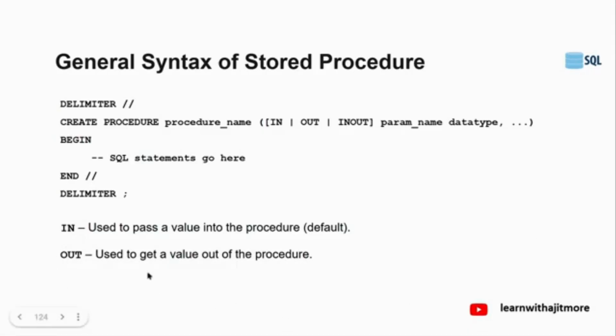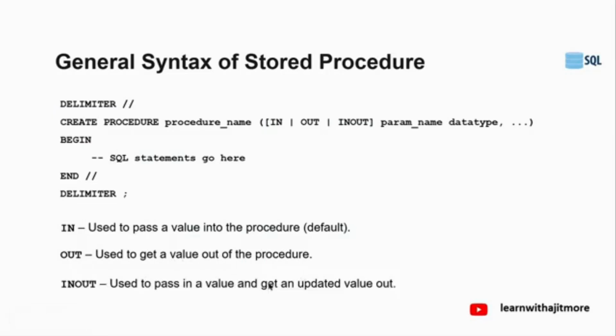Okay, so out is used to get a value out of the procedure, and in out is both. From outside you pass a value, then it works on it, generates a new value, again keeps it, and that value is again copied into your user defined variable. That is how the handshaking happens. Clear? You can think of it in that way.